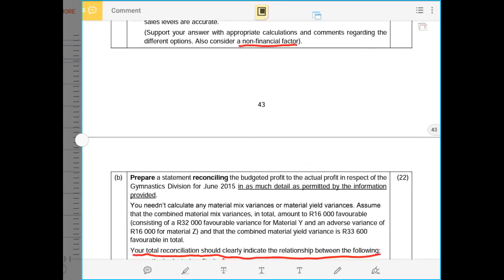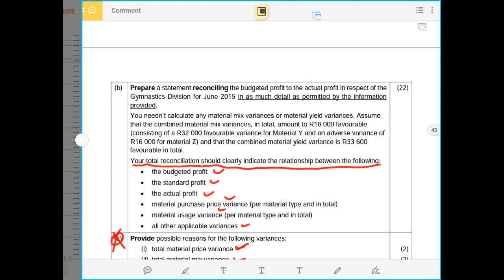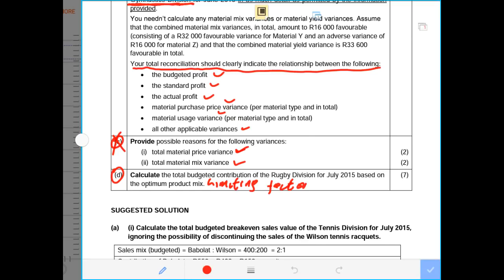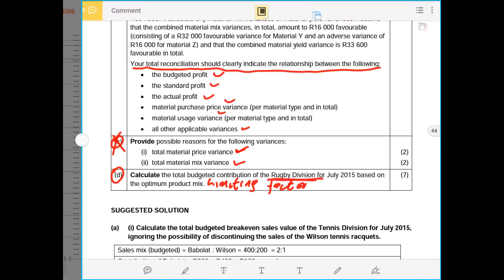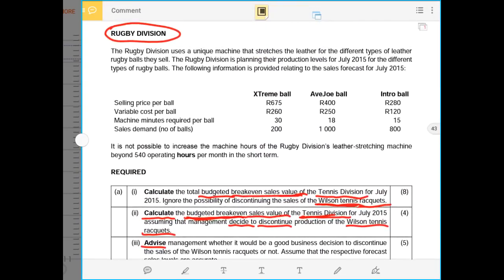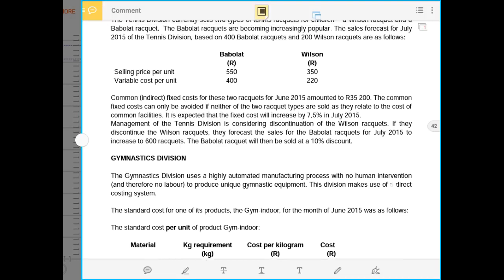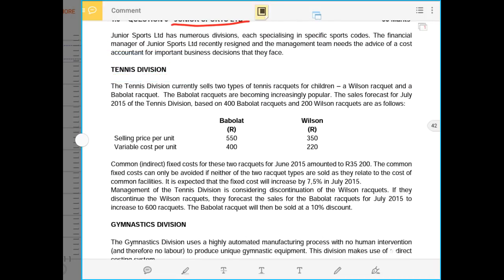And I also want just to recap on this. We are doing the reconciliation under number B for the gymnastic division, which is the second division. And the last question, we are calculating the contribution based on the rapid division. So now we can see that the questions are specifically for a specific division. So now also for us, we'll read information on a divisional basis. So let us go to the first division that is provided to us, which is the tennis division.